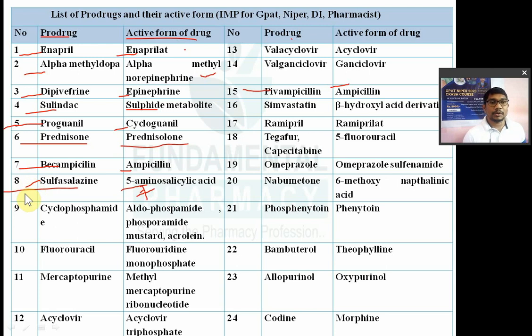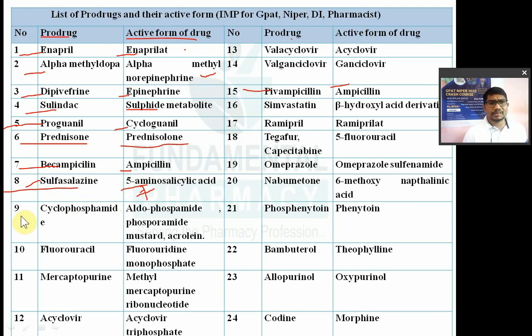So it is broken down in the GIT by azoreductase enzyme. वहाँ पे azoreductase enzyme इसको break down करेगा, एक component बनेगा आपको sulfonamide, दूसरा component बनेगा aminosalicylic acid. So aminosalicylic acid will exert its anti-inflammatory effect over there. So it is used in ulcerative colitis.